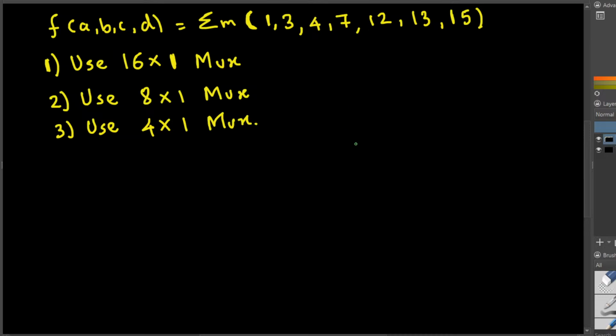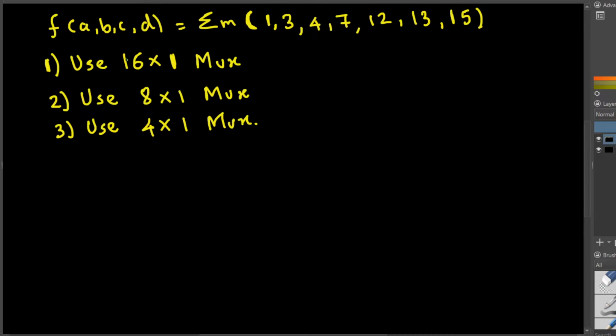Okay. Let's look at this problem here. Here we have a function provided, and the question is asking us to use a 16 by 1 mux to express this one, and also use an 8 by 1 mux to express this one, and also use a 4 by 1 mux to express this one.